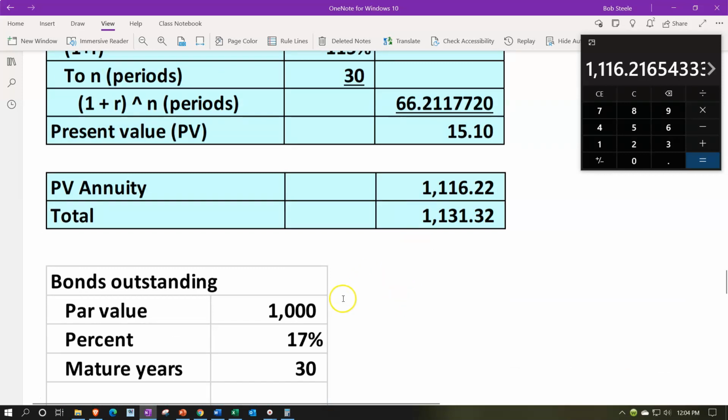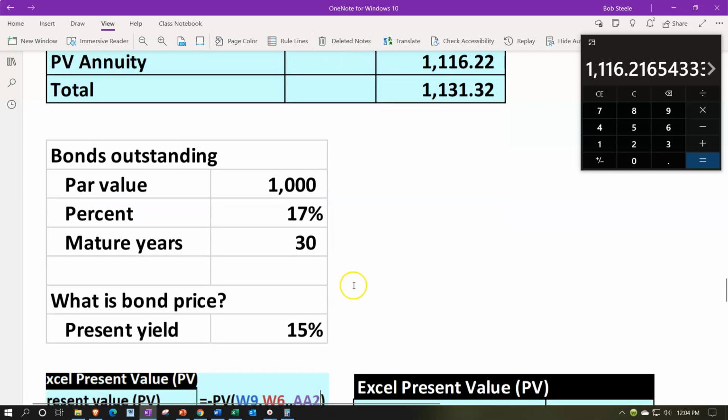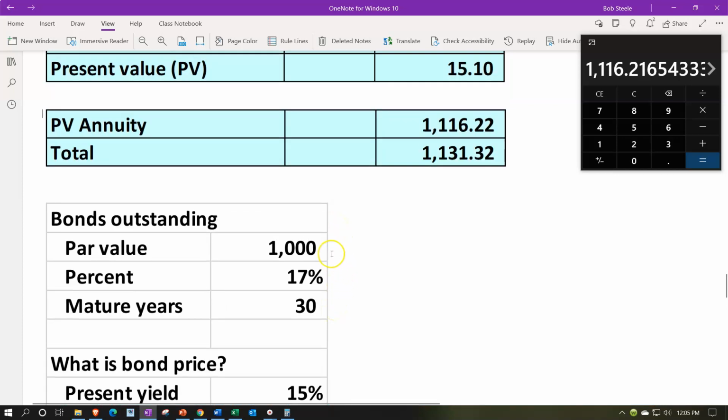Note that it's higher than the 1,000, and we totally knew that it would be. We discussed that before we started this whole thing. That's because the present yield or the market rate is below the rate on the bond. So the person selling is going to have kind of an advantage there, saying, hey, look, you're not going to find a bond like our bond, where we're going to pay 17%. You only get 15% elsewhere. Therefore, we're going to sell it for something greater than the par value, greater than the face amount, and that greater amount then being the 1,131.32.